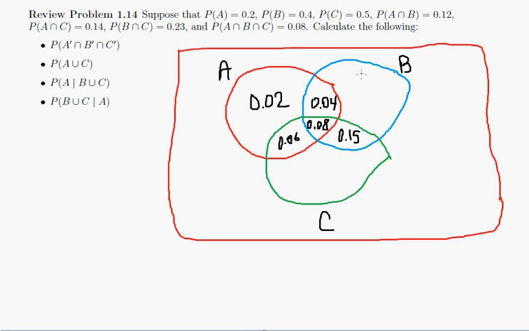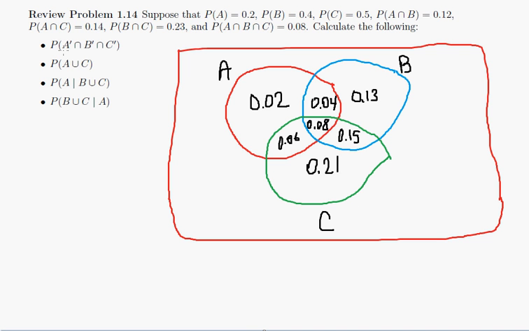Probability of event B is supposed to be 0.4. So I need 0.4 minus 0.04 minus 0.08 minus 0.15. So that gives me 0.13 out here. And finally, event C is supposed to have probability 0.5, so 0.5 minus 0.06 minus 0.08 minus 0.15 is 0.21. Okay, so that's where we begin to start our problem.